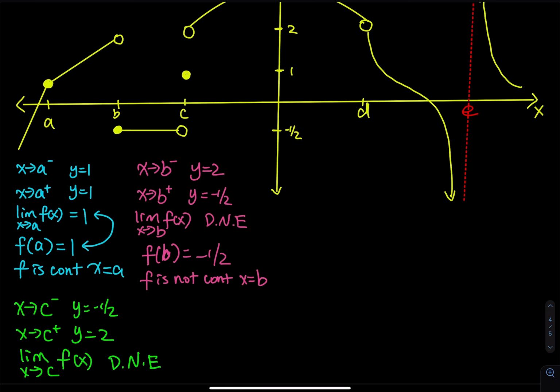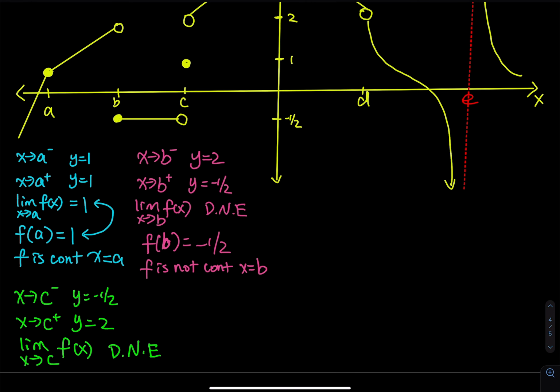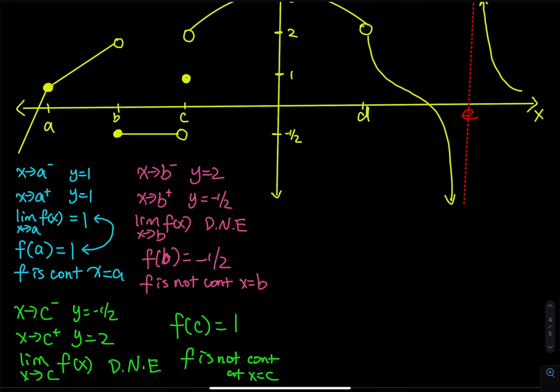Okay, number 2 fails, so the function is not continuous. Let's check the last point anyway. This is f of C, which equals 1. We have a 1 and we have a does not exist. The limit is not equal to 1 at all. So therefore, we say f is not continuous at x equals C. It is just that simple. Okay, moving on, we have D and E.